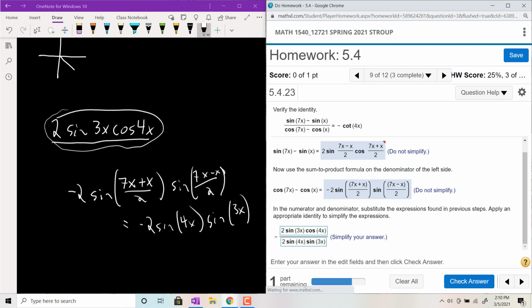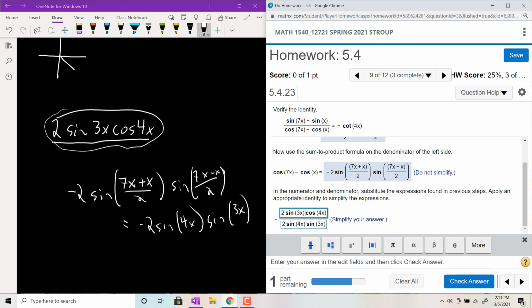Apply the appropriate identity. Substitute the expressions from the previous answer, then apply an appropriate identity to simplify. Maybe they want us to totally simplify. So get rid of these things, and then get rid of the 3x part, and then get rid of the 2.